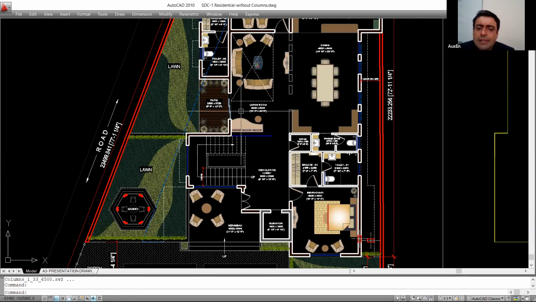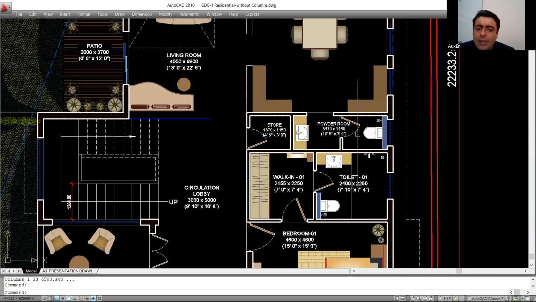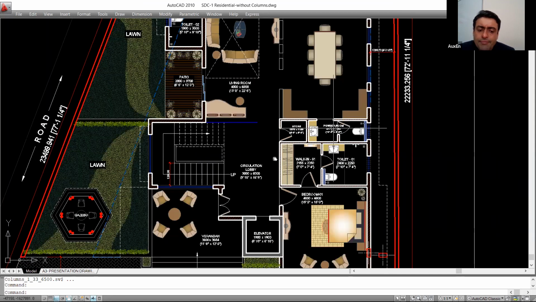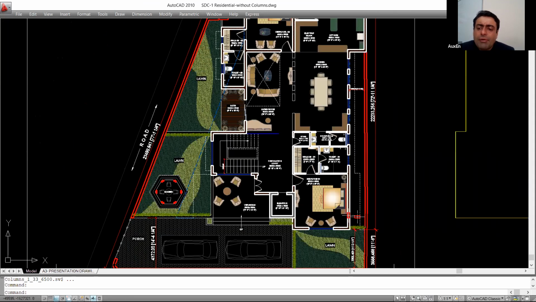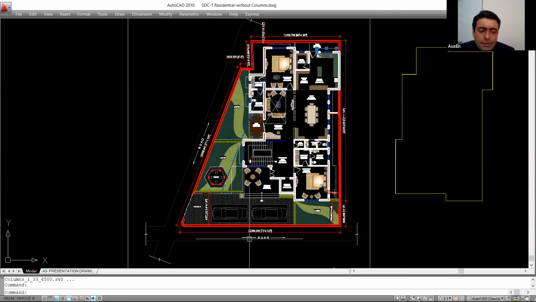Anyway, these two points I felt could have been planned in a better way. One was to have some space where your guests could sit, so that you may not have to bring them directly to the living room. And second was that this powder toilet could have been planned in a better way. These are the two points that I had. Anyway, we will stop for the time being.